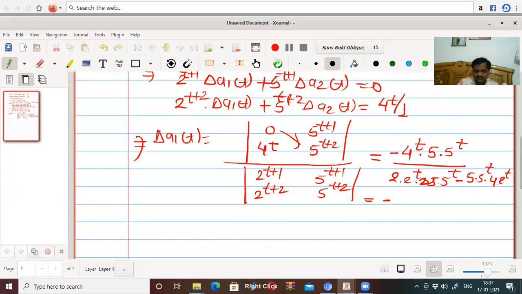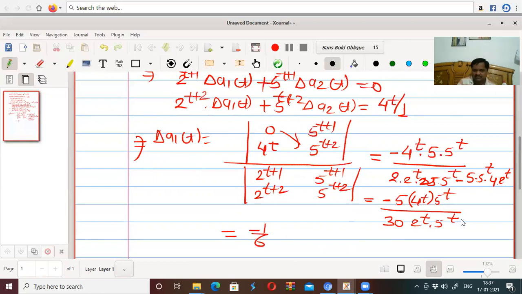Which is equal to, now what does this give? 5 into, this is minus 5 into 4 to the power t into 5 to the power t, divided by, now what about this, 25 into 2, 50, 2 to the power t, 5 to the power t minus 20, 2 to the power t, 5 to the power t. So this becomes 30, 2 to the power t into 5 to the power t, which is equal to minus 1 upon 6.